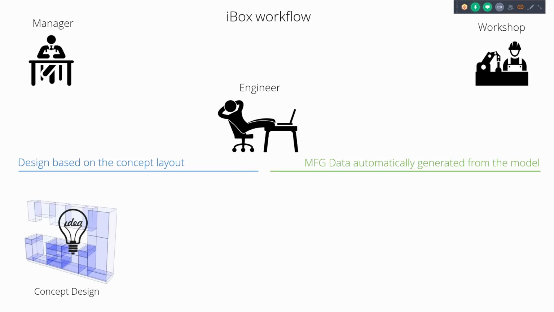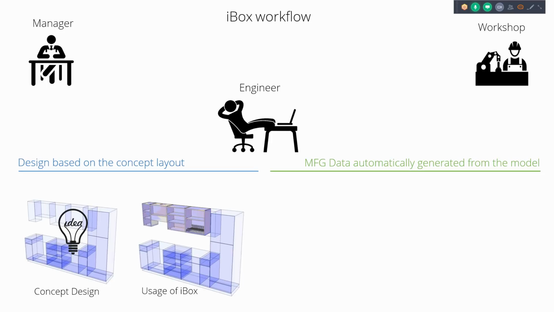So first of all, the engineer focuses on the idea, what we need to build. And this idea is discussed with the manager. When this idea is clear, when the manager agrees that this is a good solution for the customer, then we start to add some details. We start to put those iBoxes inside of this general layout.